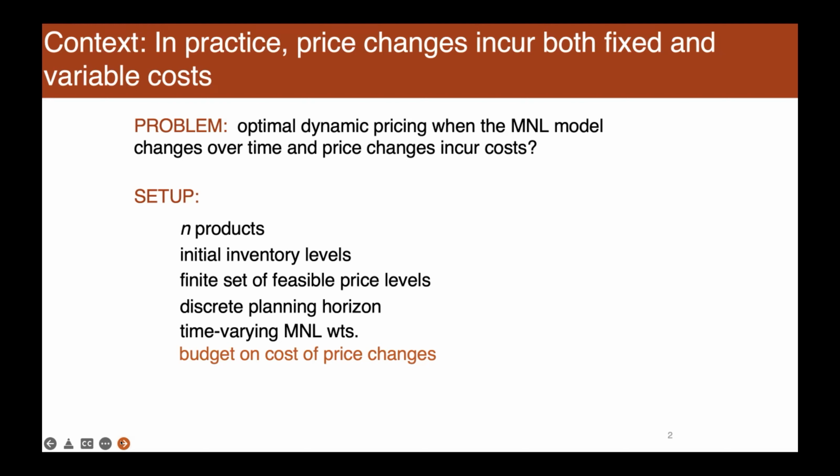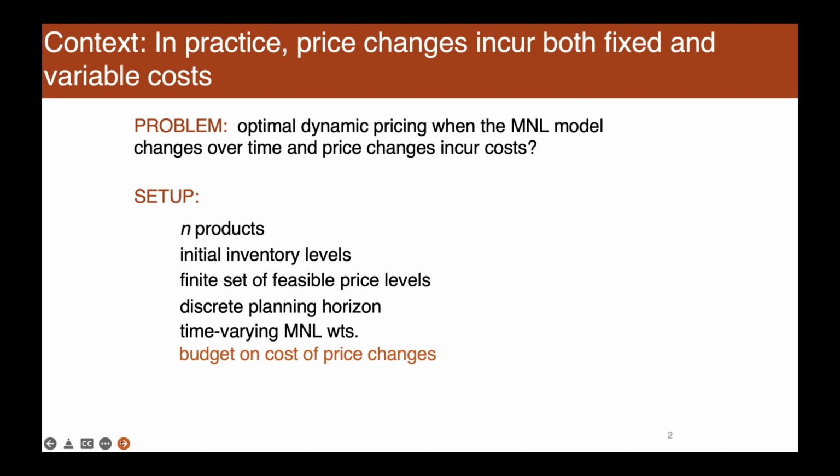As we have seen, there's a discrete planning horizon. And from a modeling standpoint, one interesting thing here is that the underlying demand model is non-stationary, meaning the MNL weights are changing over time, right? If you think of a grocery setting, this week people have a certain attraction value for each of the products. I come back next week and there's a slightly different attraction value for each of the products, right? I'll come back to this particular assumption, what it means, and whether it's necessary or not. And finally, they assume a budget on the cost of price changes.